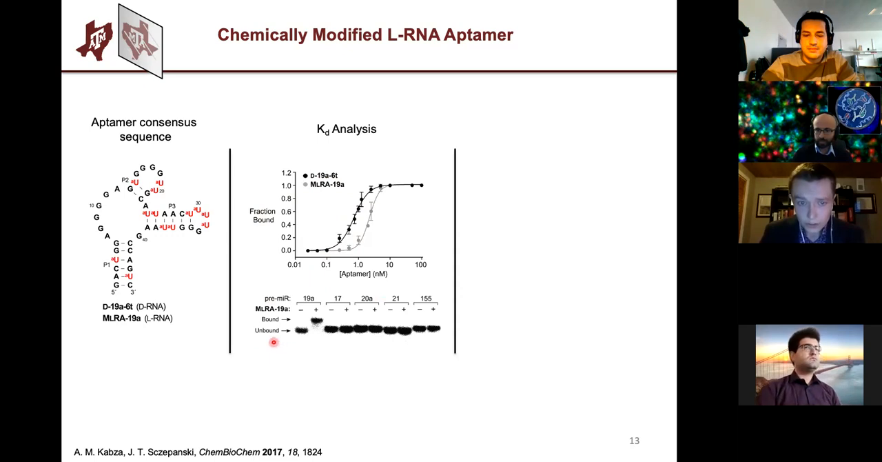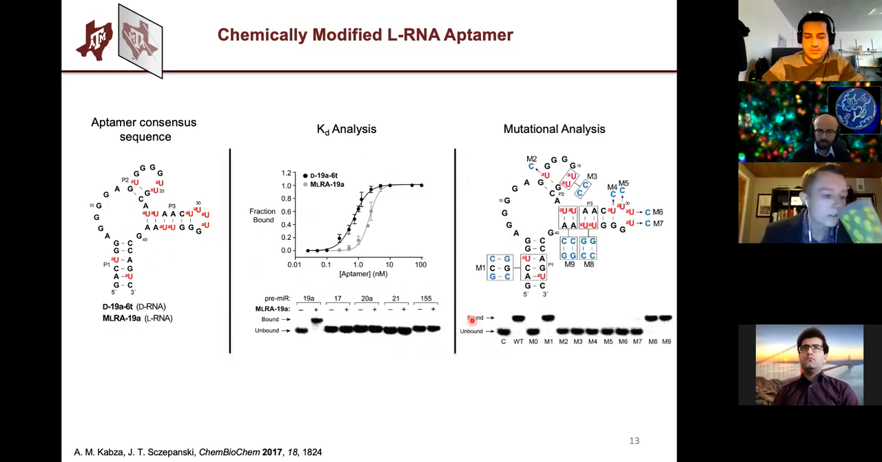Down here, I just show the specificity of our aptamer. So these are other precursor microRNAs, 17, 20a, 21, and 155. I believe, if I recall correctly, 17 and 20a are actually from the same mRNA 3' untranslated region as 19a. So even within the same family or cluster of microRNAs, this aptamer is specific. And then 21 and 155 are from different mRNA transcripts. Again, just showing that we are hyperspecific for 19a.